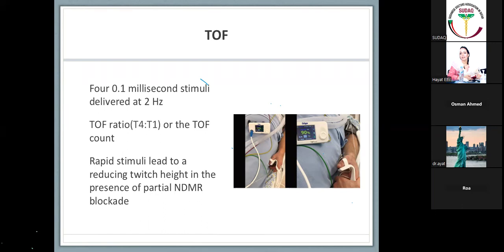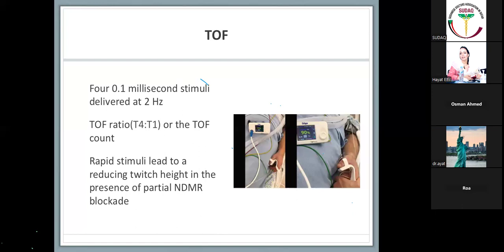The machine is integrated, so you don't need to do anything in that one. You will just press the button for train of 4. But you have to know what kind of stimuli it is. It is 4 stimuli. Each of them has a duration of 0.1 millisecond, and they are delivered at 2 hertz. So from that one, we get 2 pieces of information. We get the train of 4 ratio or the train of 4 count.